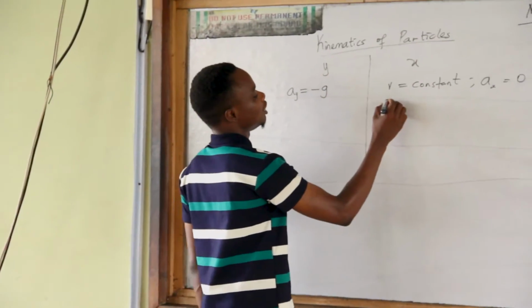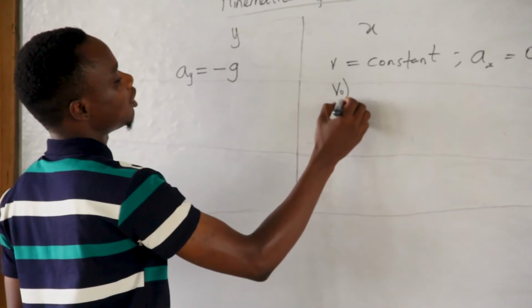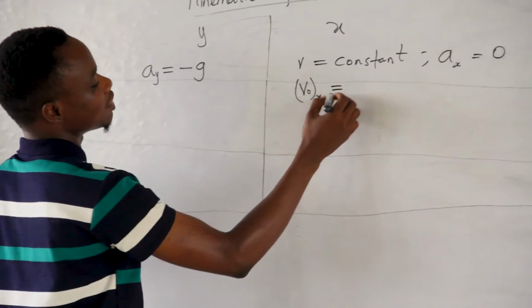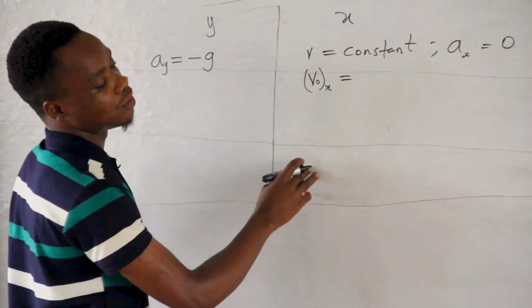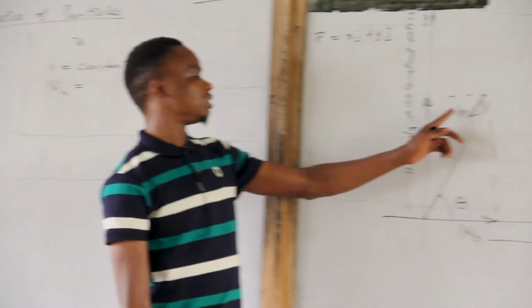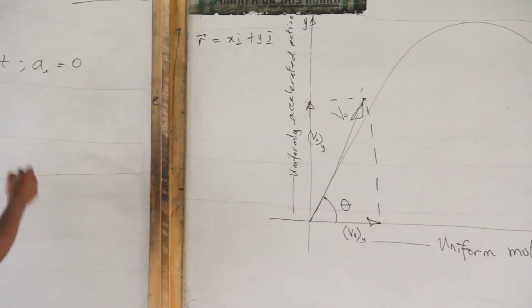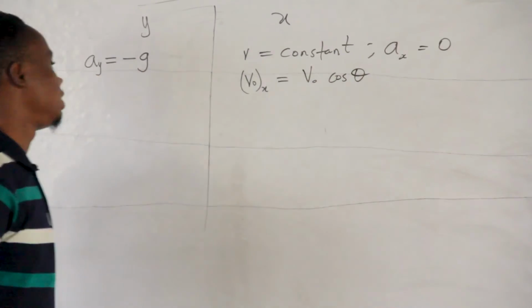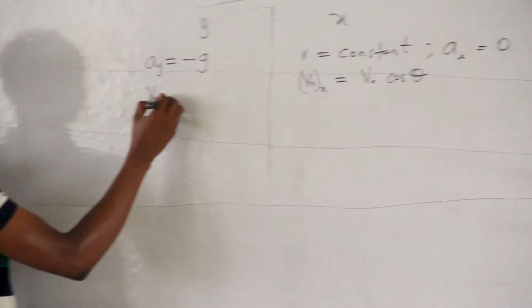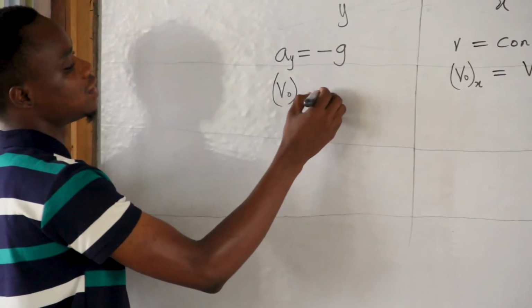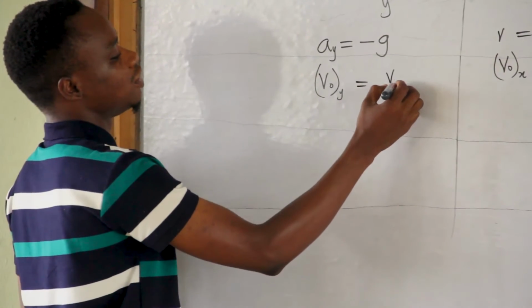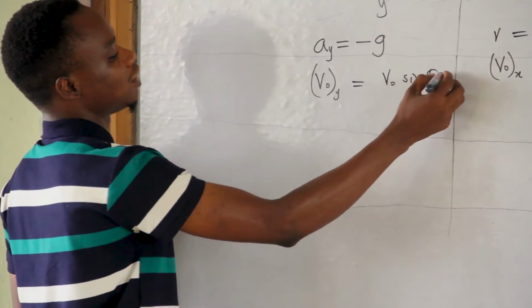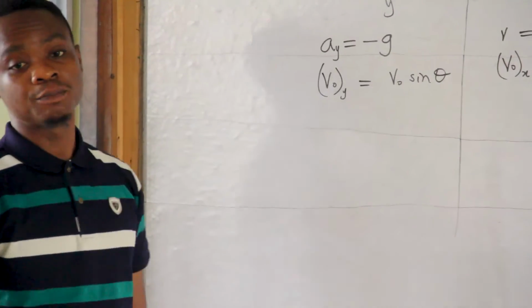So we're going to have the initial components of velocity. In the x direction, it is going to be equal to what? Initial velocity v0 cos theta. And for the y direction, the initial velocity will be v0 sin theta. Does that make sense to you? Do you understand that? Alright.